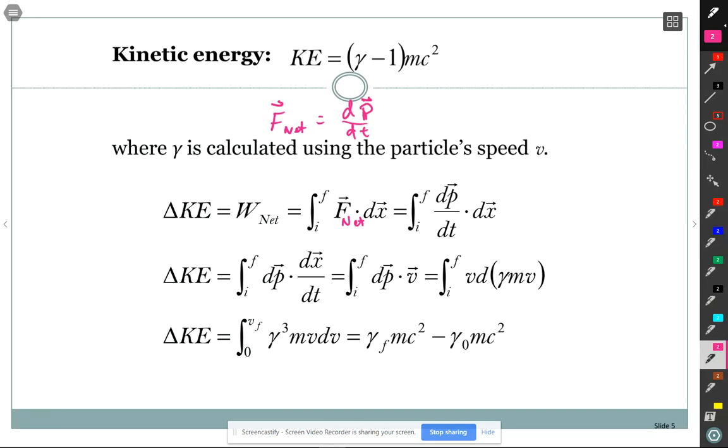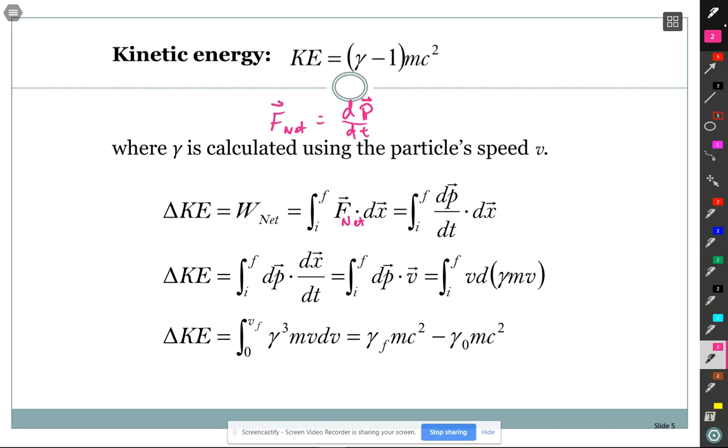But according to Newton's second law, net force is identically dP/dt. So I have dP/dt dot dx. And now we start doing fun calculus things. Technically it's not right, but in practice it's right. We can move that dt over from being under the dP to being under the dx. It's still a change with respect to time.